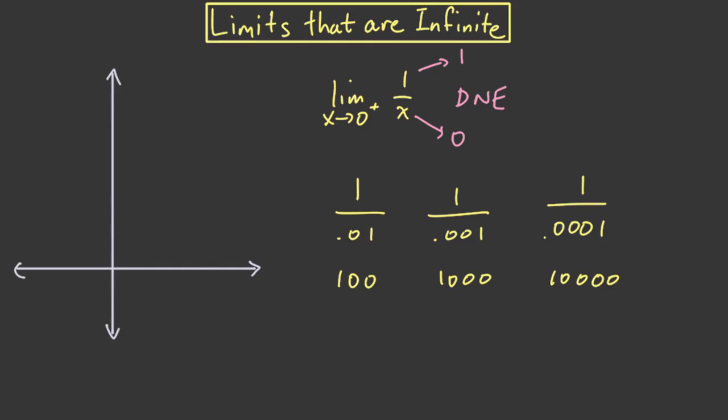And its graph is going to be looking like this, with this vertical asymptote at x equals 0. So that's what's going on. And when a function blows up like this, we'll write that the limit is plus infinity. And that just means that the limit does not exist because it blows up in the positive direction, hence the plus infinity.